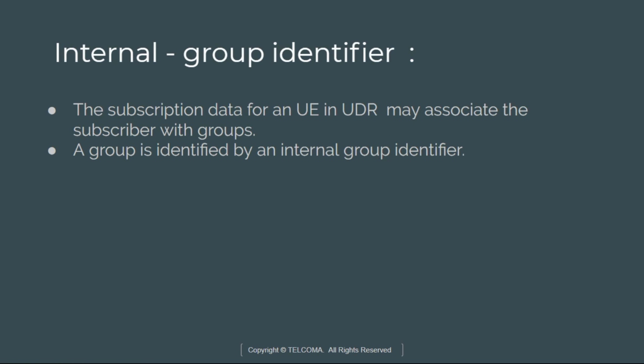Next is the internal group identifier. This is subscription data for a UE in the UDR. It may be associated with the subscriber within groups. A group is identified by an internal group identifier.